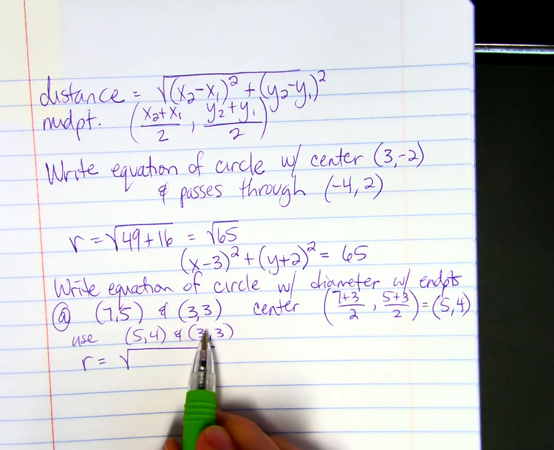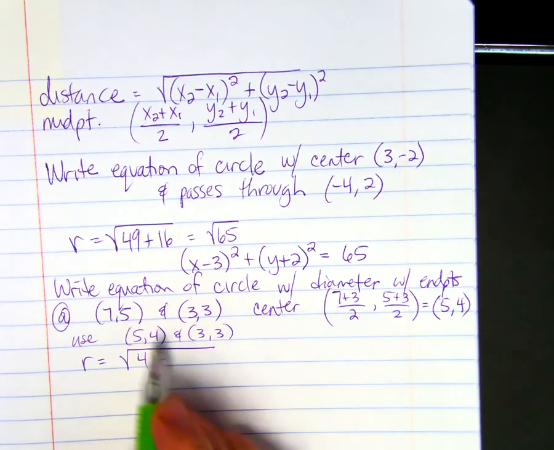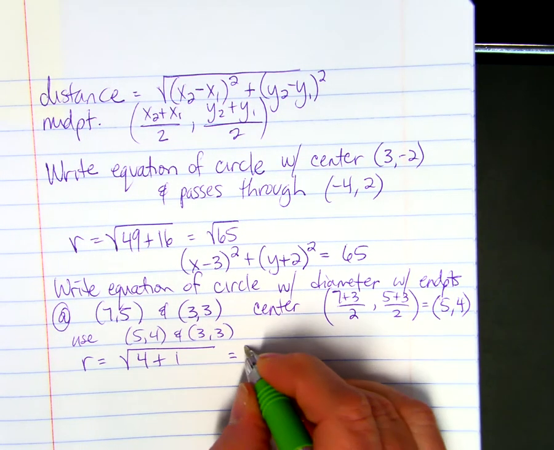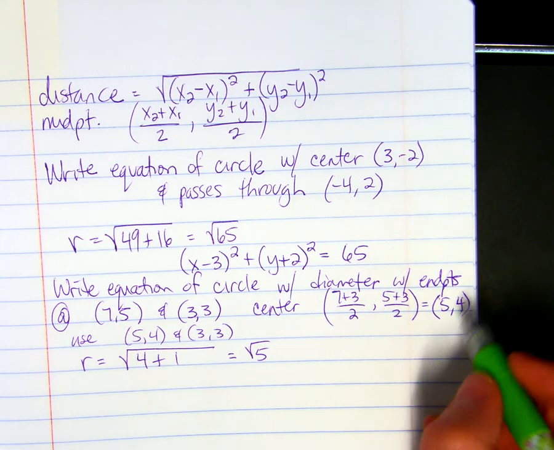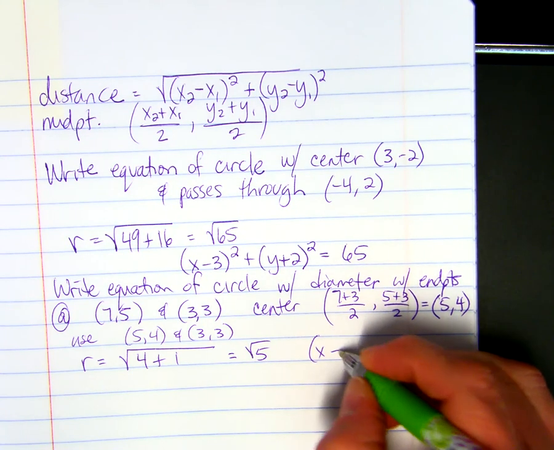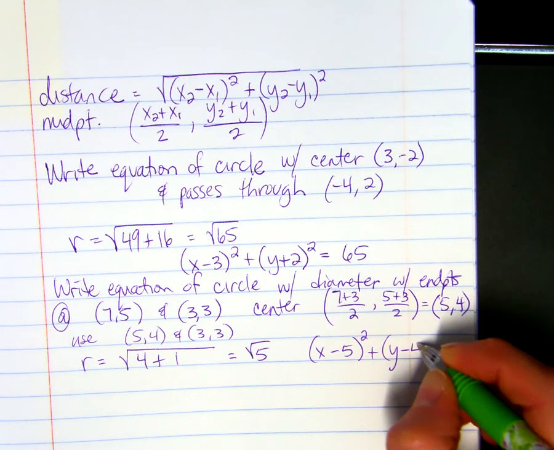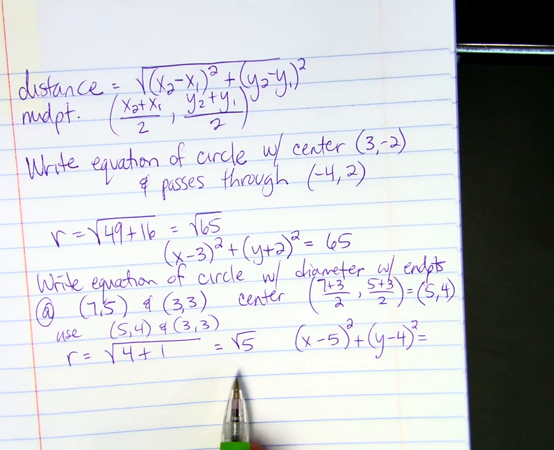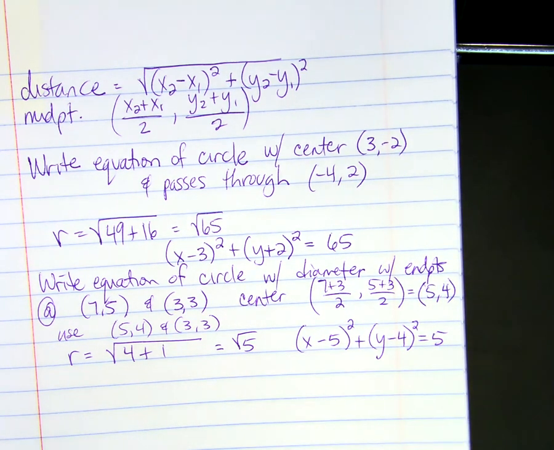So the distance between 5 and 3 is just 2, squared is 4, plus the distance between 4 and 3 is 1, squared is 1. So the radius is the square root of 5. To write the equation, we use the center, which is 5, 4. So x minus 5, quantity squared, plus y minus 4, quantity squared equals, then you take your radius and square it. Square root of 5 squared is just 5. And that's the end of the lesson.